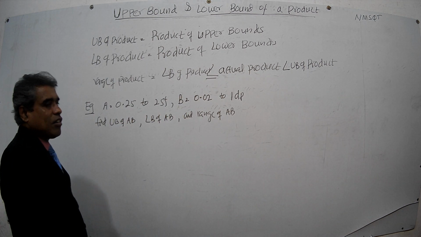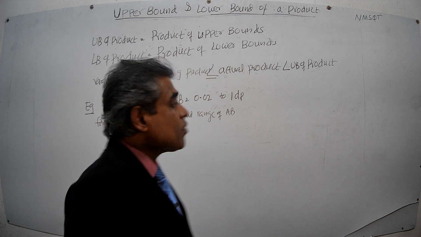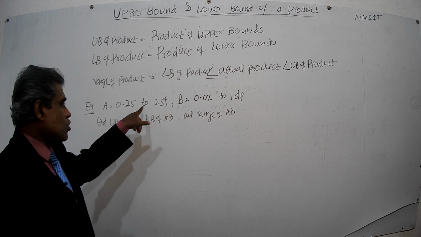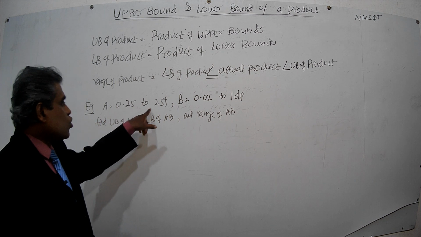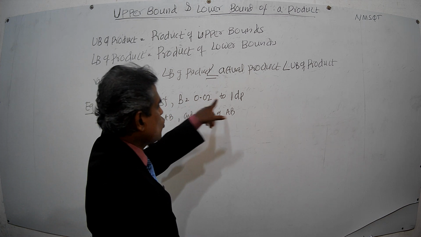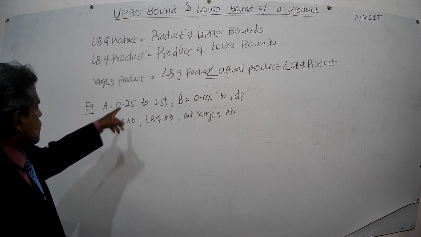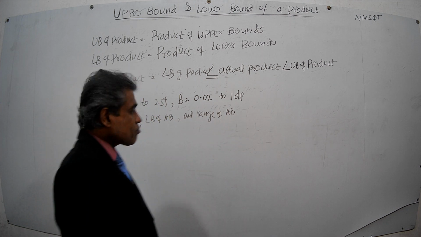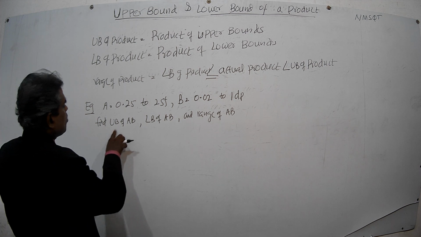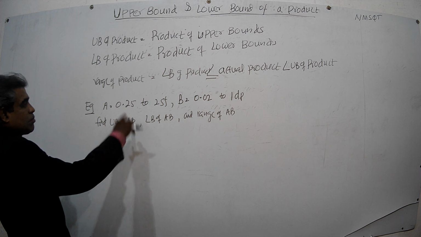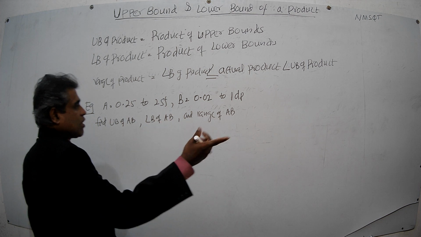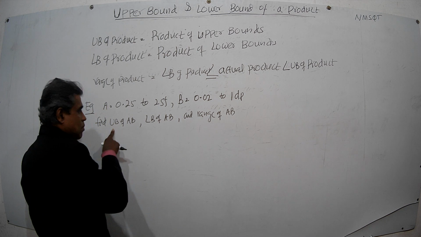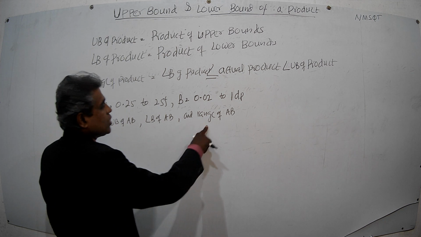Now we have taken an example here. They say A equals 0.25 corrected to 2 decimal places and B equals 0.0 corrected to 1 decimal place. The first one is corrected to 2 decimal places, the second one is corrected to 1 decimal place. Then find the upper bound of AB. AB means the product of A and B. Product means multiplication. The answer that you get after multiplying two quantities is called the product. Then calculate the upper bound and lower bound of AB and the range of AB.